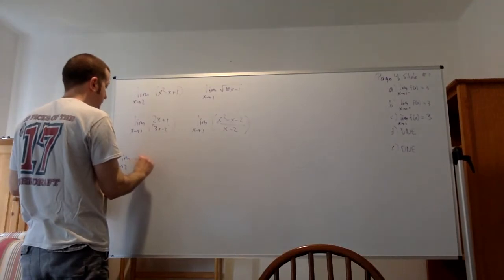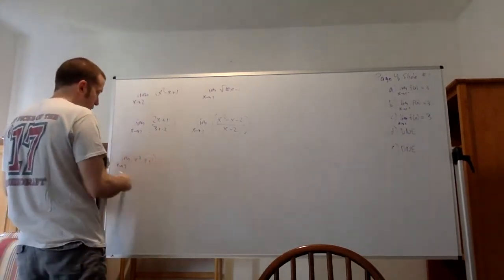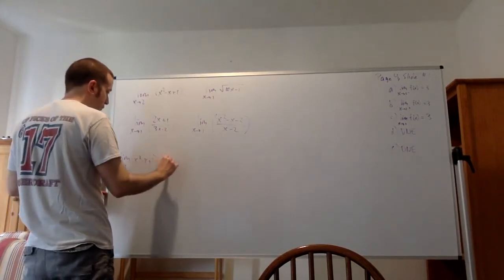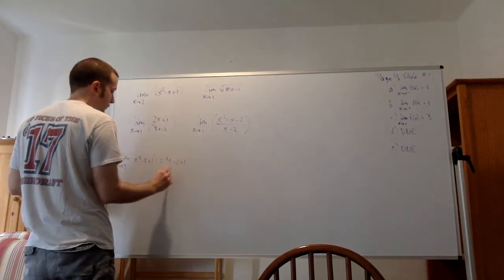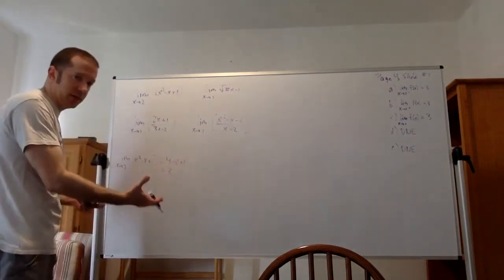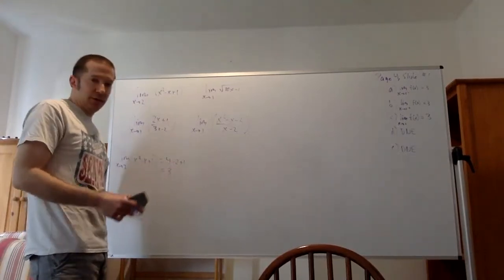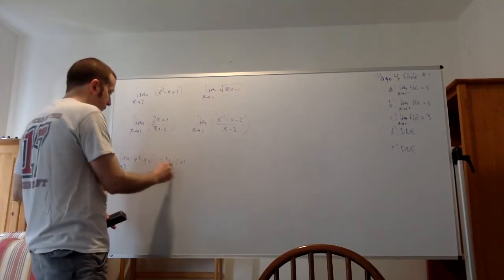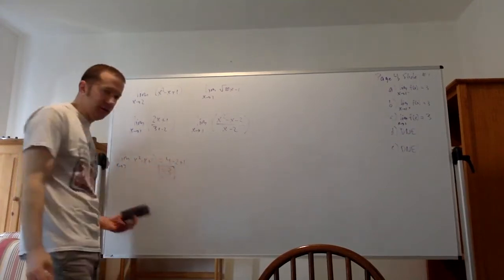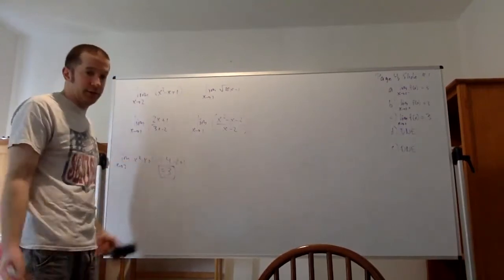x squared minus x plus 1. Just try plugging a 2 in. 2 squared is 4, minus 2 plus 1, that equals 3. Since that worked, like I didn't end up dividing by 0 or taking the square root of a negative or something, this is the limit. This is the answer. And so that's a pretty easy one. All you got to do is try plugging it in and see if it works.